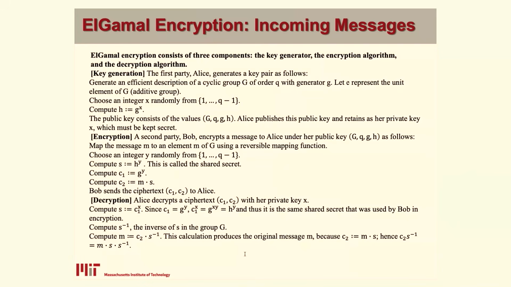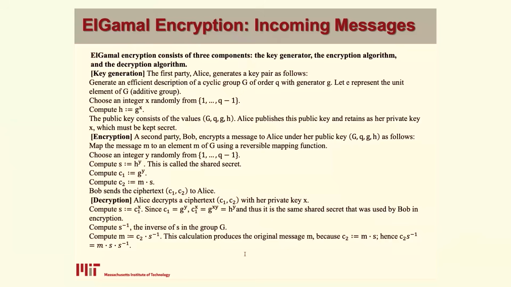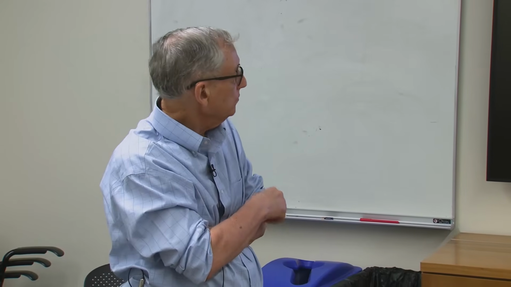So C2, the second ciphertext, is M to the S. So C2 to the S inverse is just M times S S inverse, and you get M. All right, it's a bit tedious on the one hand, but at least you can get a good sense of how the encryption system is working, in this case, allowing Bob, using the published public part of the key from Alice, to send Alice a secret message that she can decipher, but no one else would know.